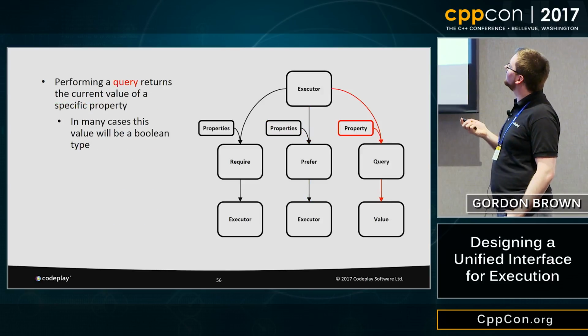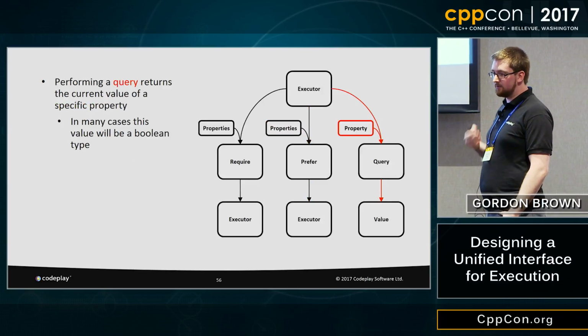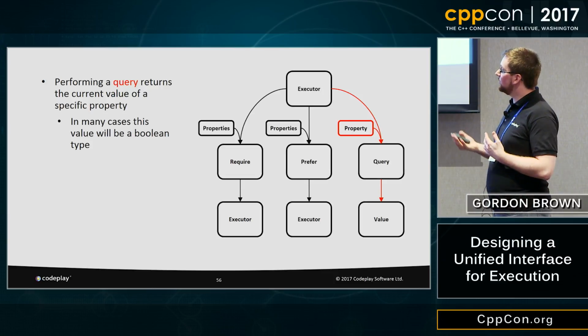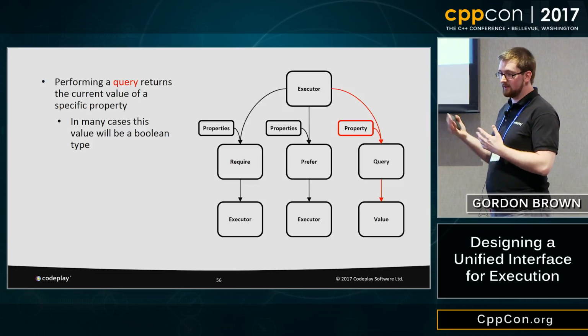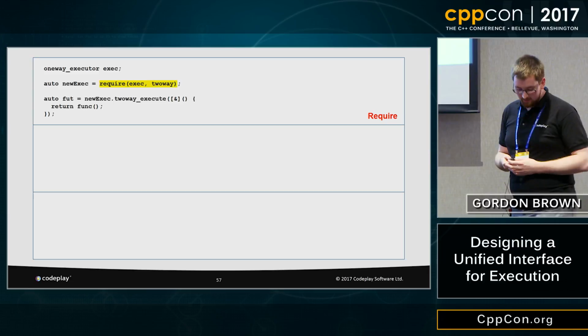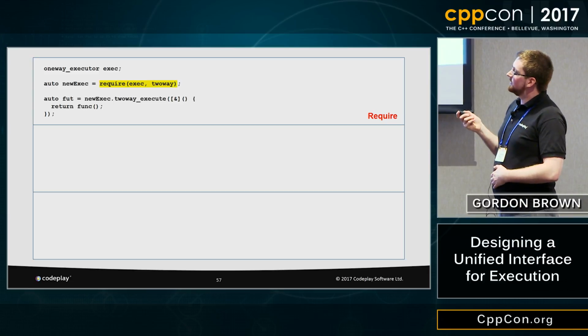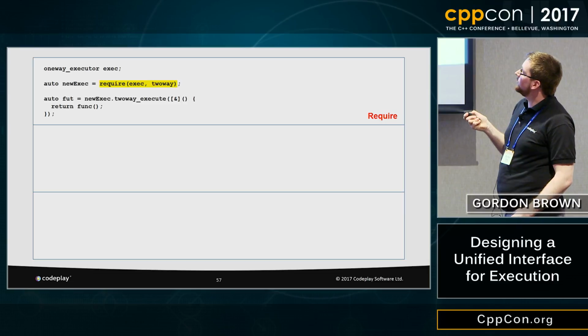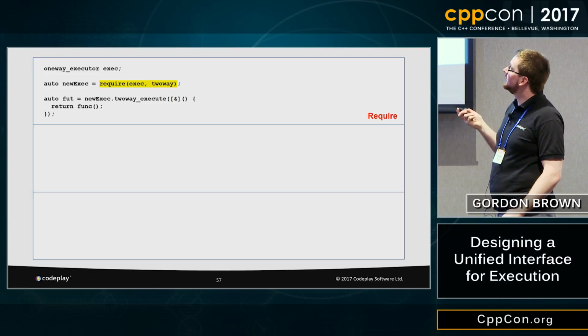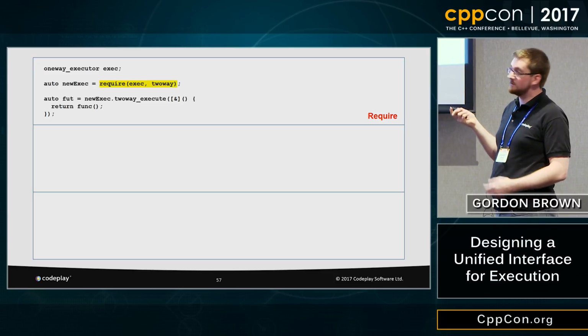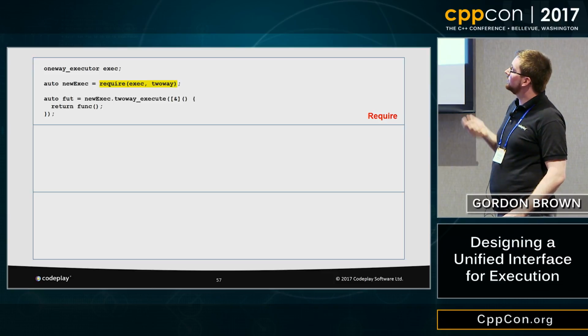And that's one of the uses of query: after you've called prefer, you may not know whether you got what you asked for. So query can be used to ask, if I asked for something, did I get it? I've got an example here. The first example is of require. We have a one-way executor, and then we call require with the executor and the two-way flag. This returns a new executor type, so essentially I'm saying I want this executor to provide two-way semantics. Because it's require, if this compiles, it is guaranteed to succeed, so you can call two-way execute.